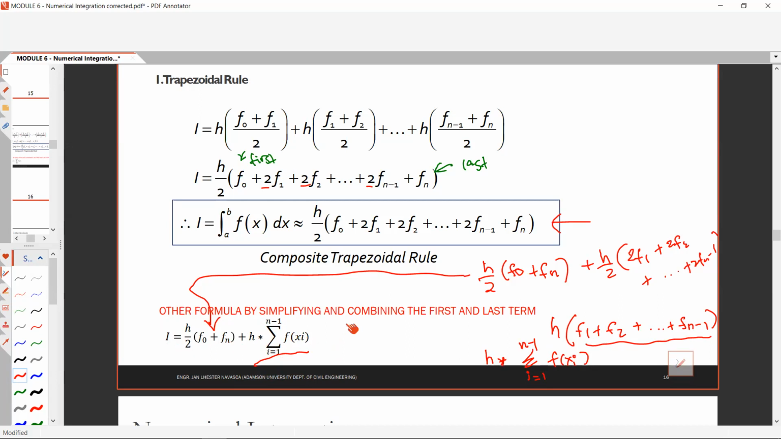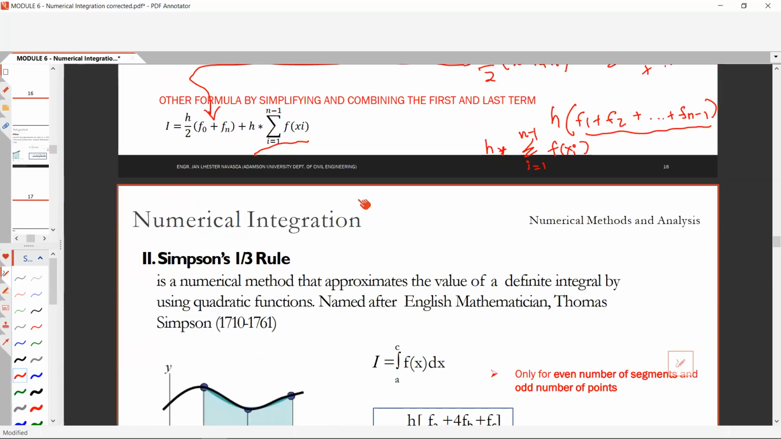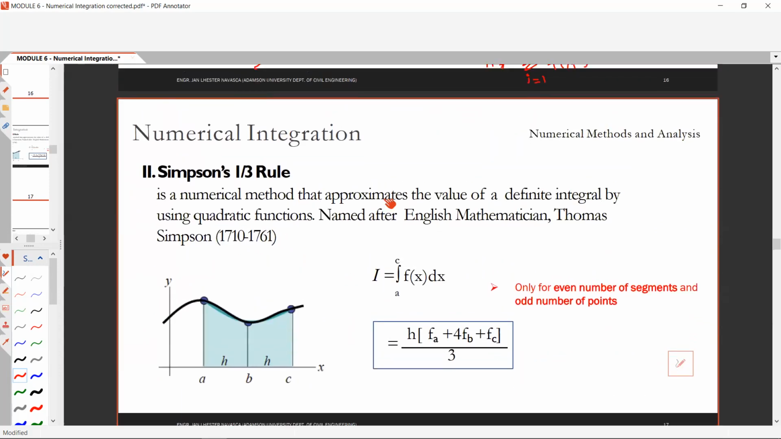Okay? Okay. So next one is we have the Simpson's one-third rule. Okay, by Simpson's one-third rule, it is a numerical method that approximates the value of a definite integral by using a quadratic functions. Okay, so it is named after the English mathematician Thomas Simpson. Okay, so take note, the formula is h times f of a plus 4 times f of b plus f of c all over 3.